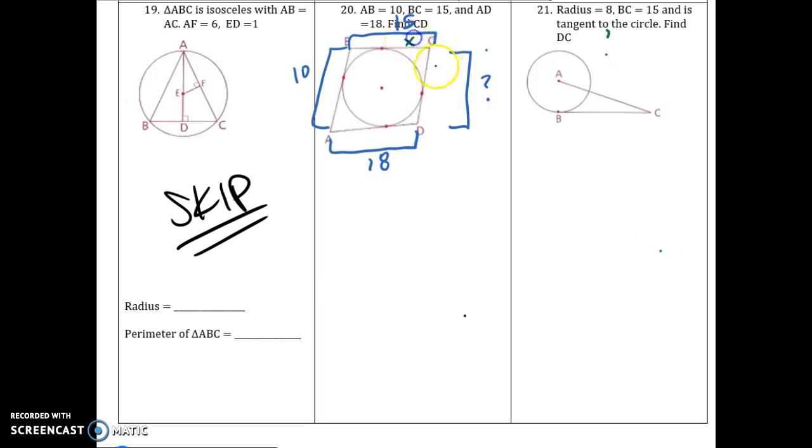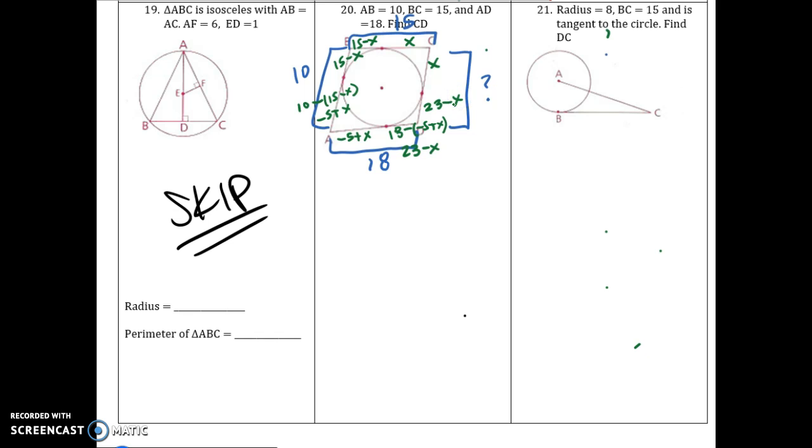Label a side x. So if that's x, because they're external tangents, and external tangents are always equal, so that's 15 minus x. If that's 15 minus x, this is also 15 minus x. This guy is 10 minus 15 minus x. Well, 10 minus 15 minus x is the same as negative 5 plus x. If that's negative 5 plus x, then this is 18 minus negative 5 plus x, which means it's 23 minus x.